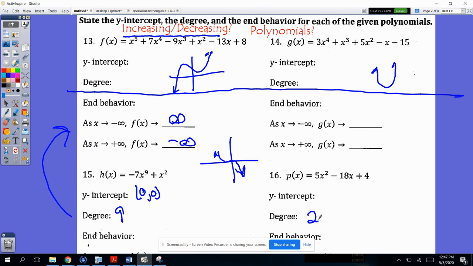This guy is degree 2. The y-intercept is (0, 4). 5x squared is a U-shaped graph. It's actually a parabola. And as x goes to negative infinity or the left, this graph is going up to positive infinity. And as x goes to the right, this graph is going up.